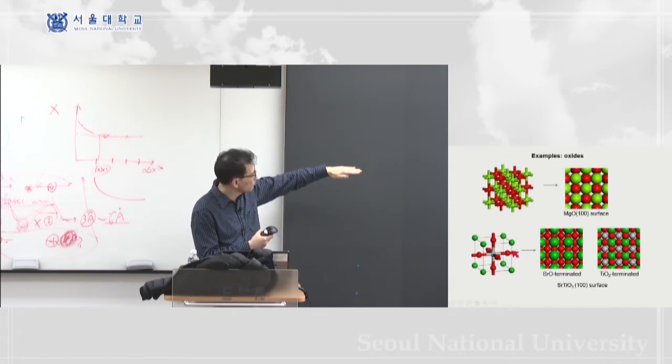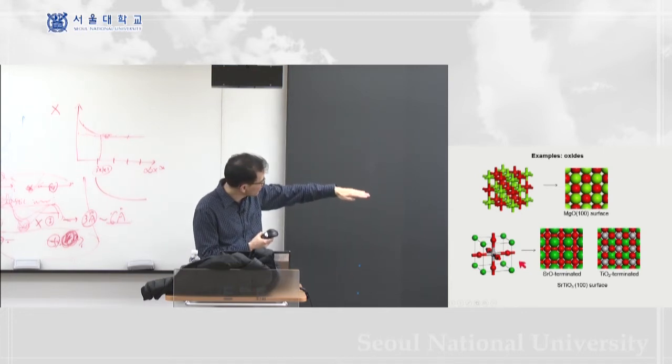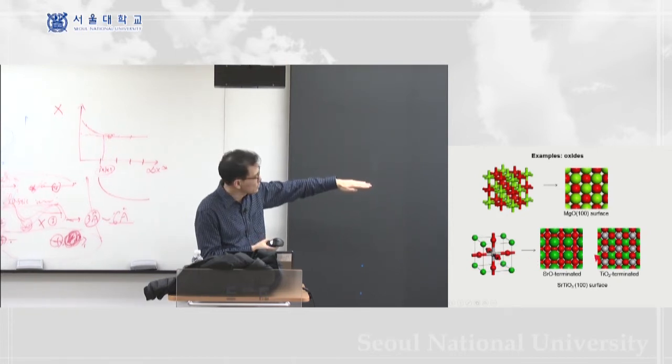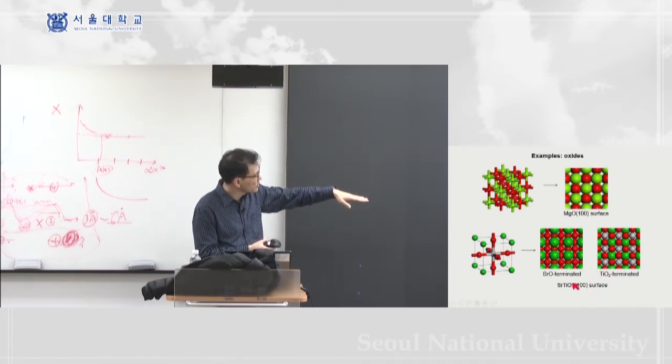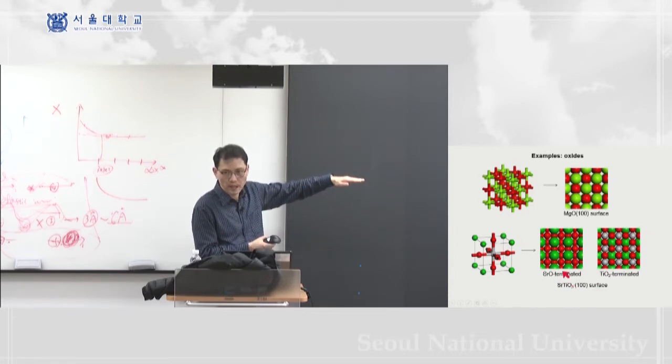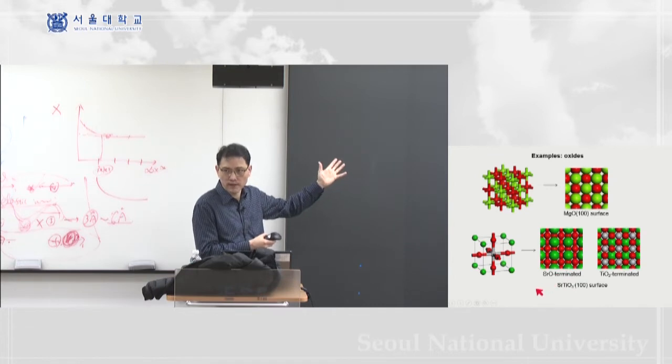All right, the top will be strontium and oxygen. But you can also make the surface such that this TiO2 is exposed at the top. All right, so this is the TiO2 terminated surface. So for many materials, this index is not enough, and even for one type of index, you have different terminations. And which one is more favorable?